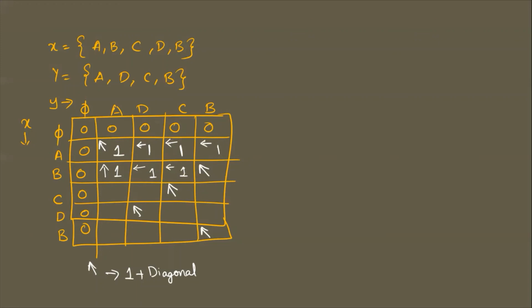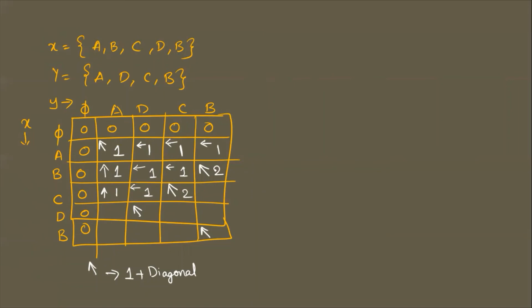Whenever you are seeing the diagonal, this one, it is 1 plus whatever the value available in the diagonal. 1 plus 1, that is 2. CA is not common, so we are taking the maximum value that I am getting from the top cell. Next is C and D. Here both are having the same value, I am giving the left. And C and C, whenever the diagonal is coming, 1 plus 1, that is 2.